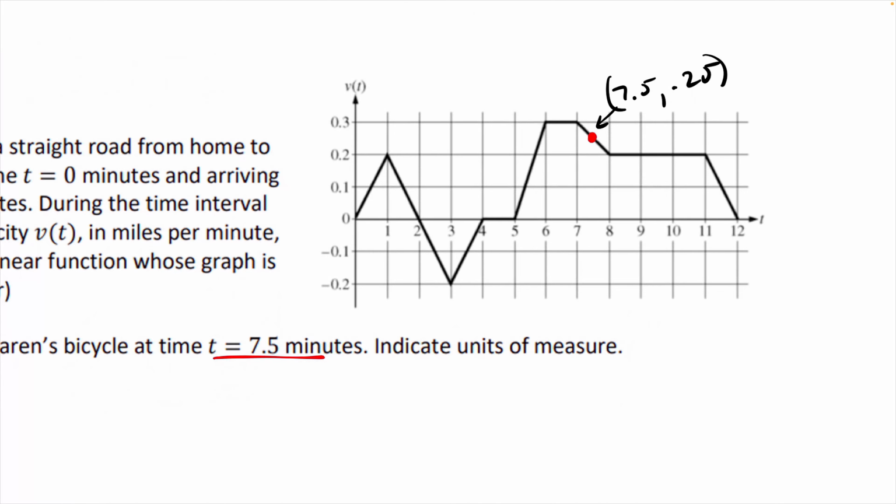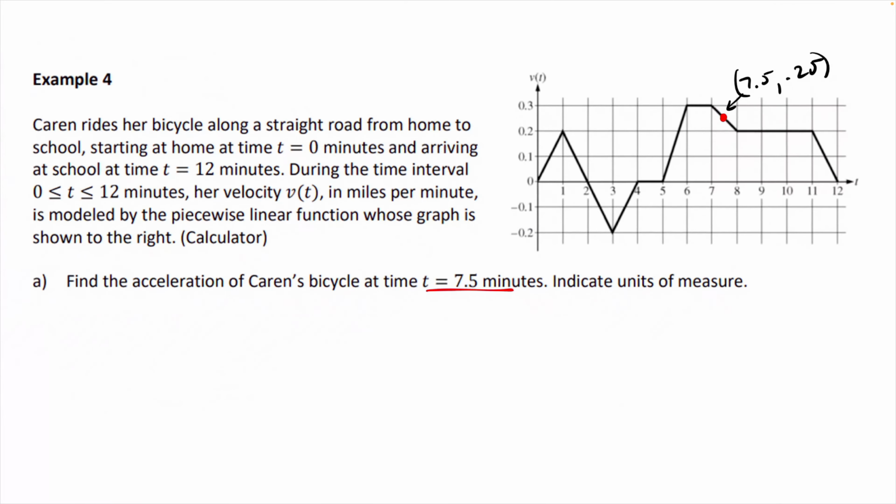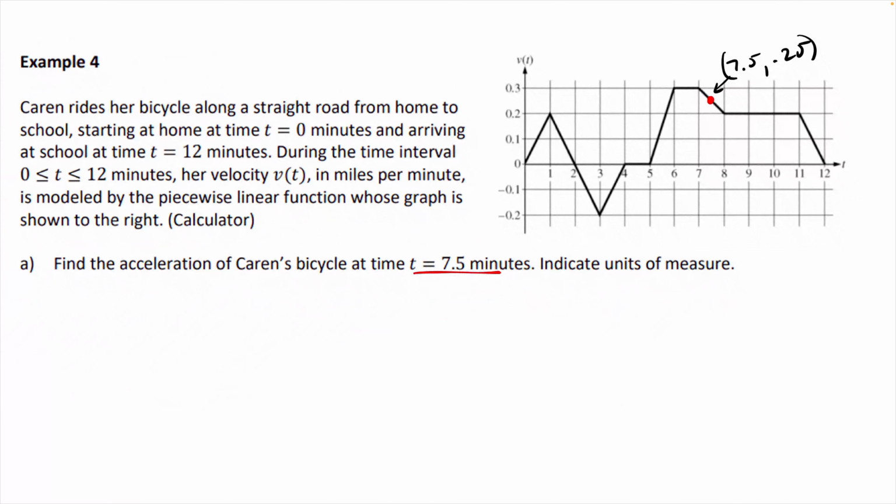What was her acceleration? The derivative? There you go, right? So a lot of people say, oh, 0.25, that's it. Well, no, because that's her velocity. If it asked for her velocity at 7.5 minutes, I would say, yeah, 0.25, you're done, move on. But this one's asking for the acceleration. Acceleration is derivative of this guy. So it's actually asking for the derivative at the red dot.